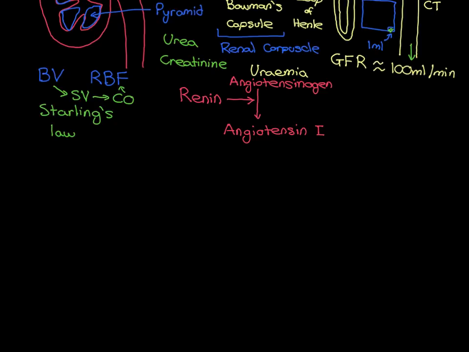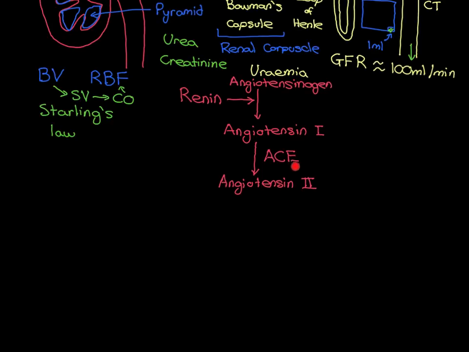Angiotensin 1 is not particularly active. To make it into the active form, it needs to be converted into angiotensin 2, and this is carried out by an enzyme called angiotensin converting enzyme, which is called ACE for short. So angiotensin 1 is converted into angiotensin 2 by the enzyme angiotensin converting enzyme, or ACE for short.